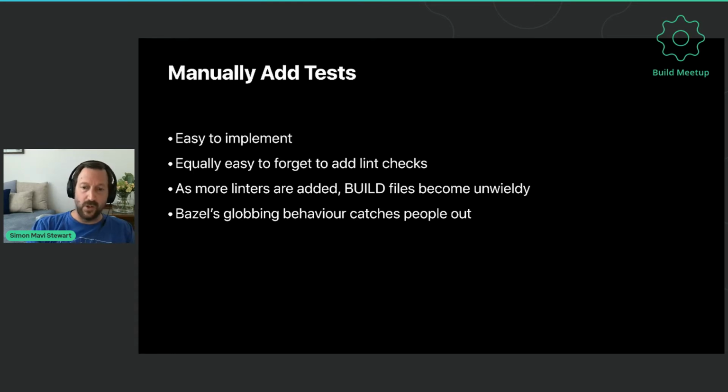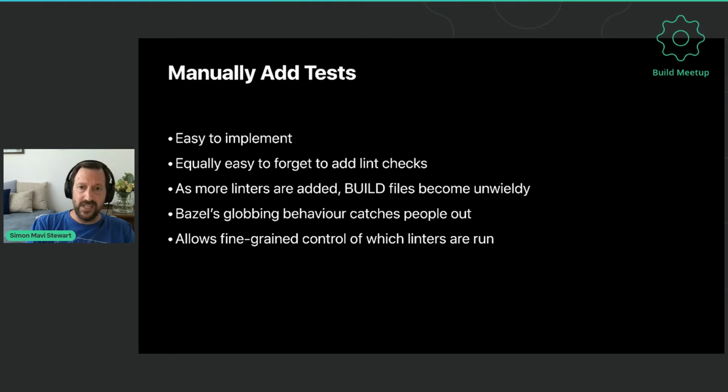And Bazel's globbing behavior does tend to catch people out. And by that, I mean, most developers unfamiliar with Bazel will expect glob star star to recursively follow every single subdirectory and find every single file in the entire repository, rather than stopping at the Bazel package boundary. They need to be educated about this, and nobody wants to be educated in that way.